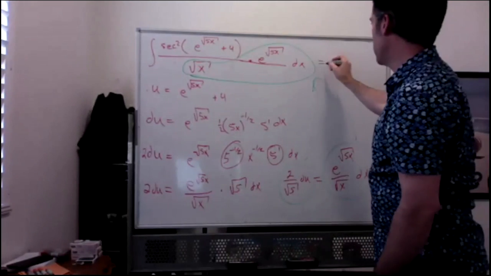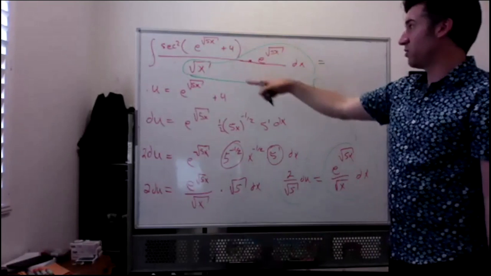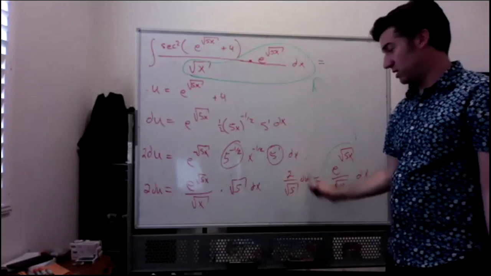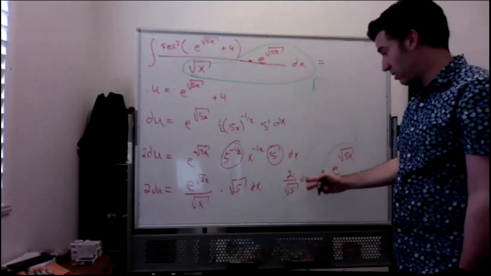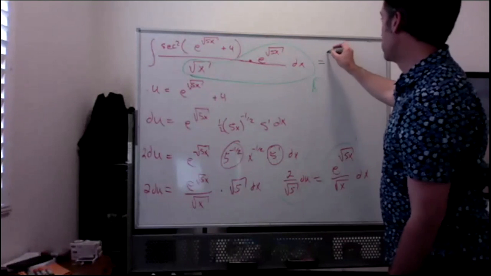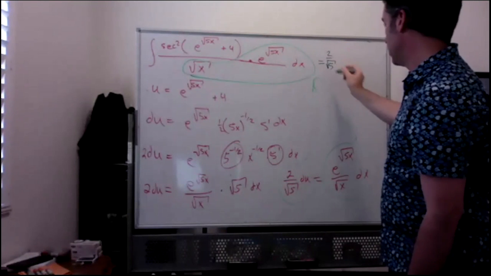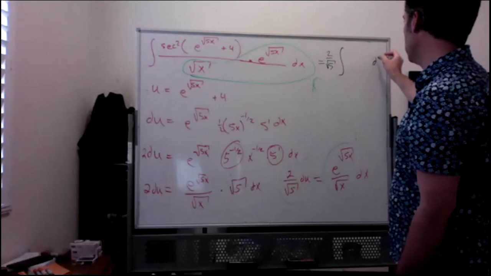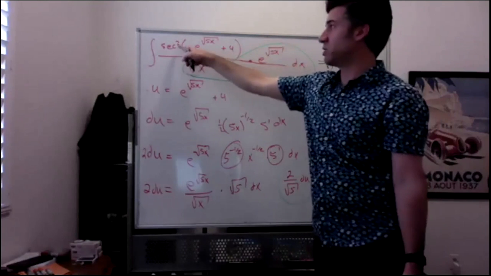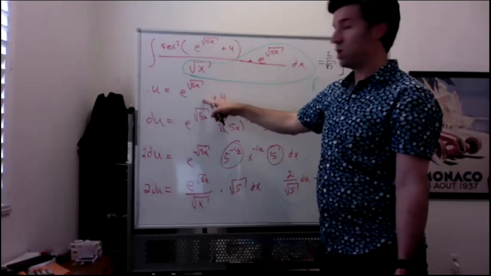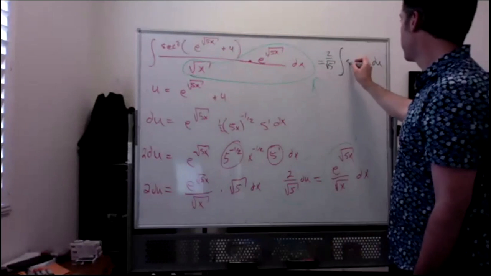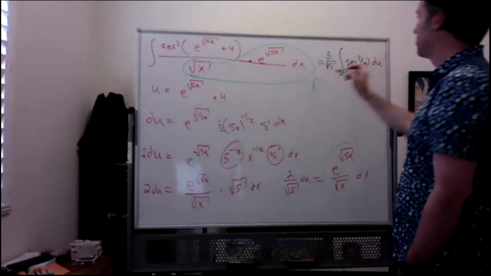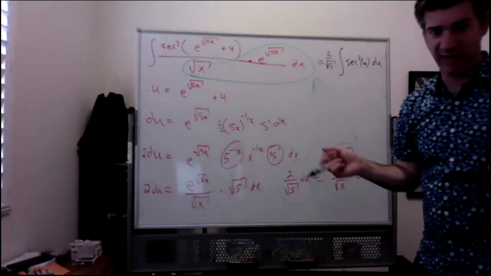So here's what we get. This whole thing I circled in green is just this whole thing I circled in green. I'm going to bring the constant multiple in front. So it's 2 over root 5 integral of du. And then I'm left with secant squared of u. And now it's not so terrible, I think.